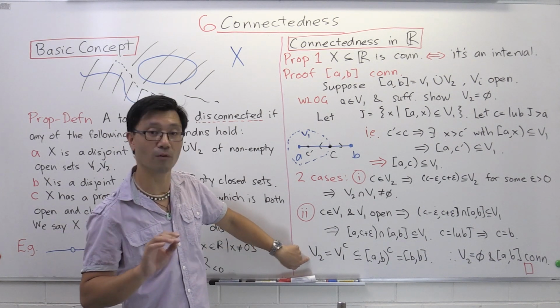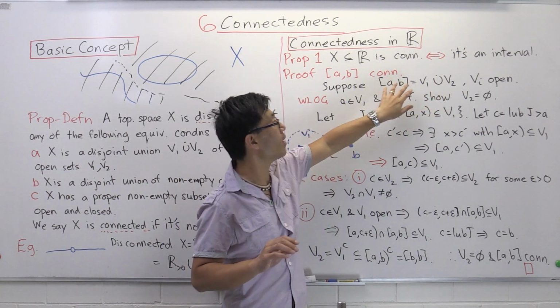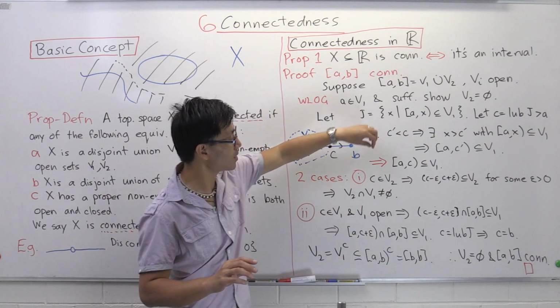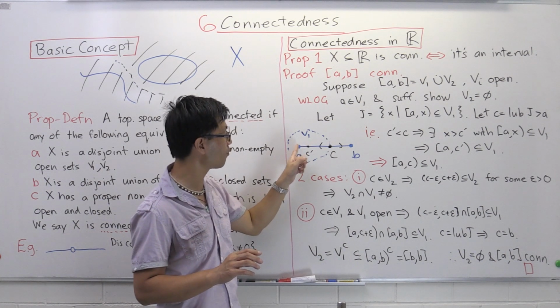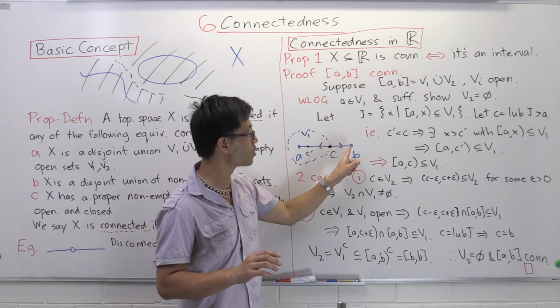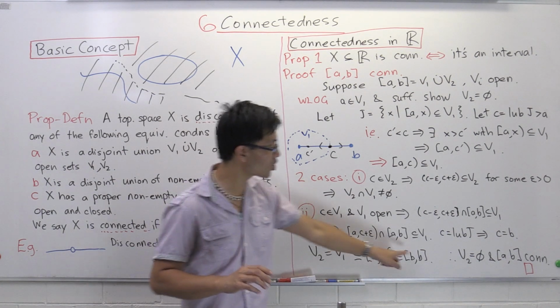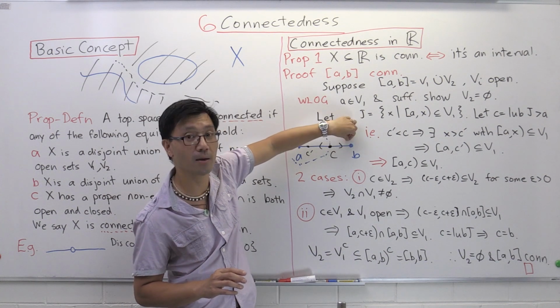So what's V2? Of course, it's just V1 complement, because this is a disjoint union of the interval. V1 complement, but V1 we said contains this A, C, and C is B. So it's got a half open interval from A, inclusive, all the way up to B, but not necessarily including B. And the complement of that is just a single point at B. The closed interval from B to B is just a single point at B, right?